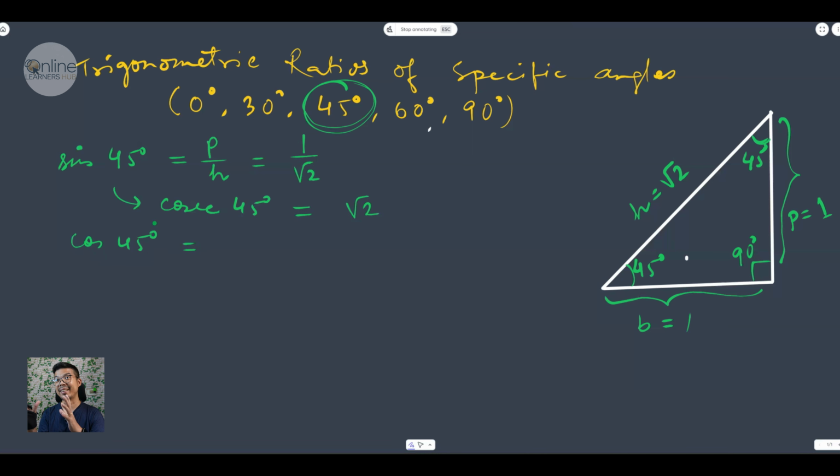Curly black hair. You remember? C stands for curly, C stands for cos. Black hair, B by H. What is B here? 1. H is root 2. They are same. So if they are same, then the value of sec 45 will also be the same. Sec will be the reciprocal of 1 by root 2, which is just root 2.